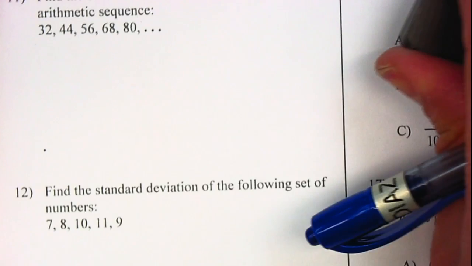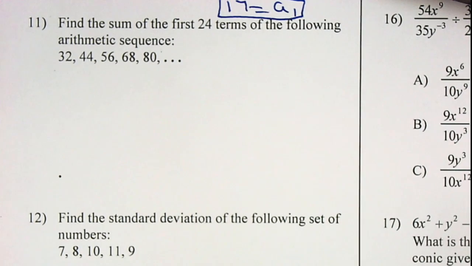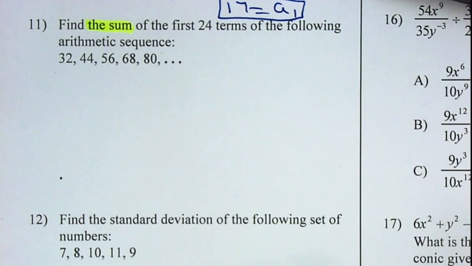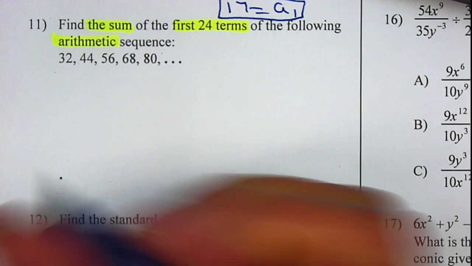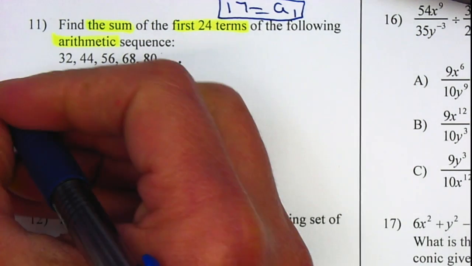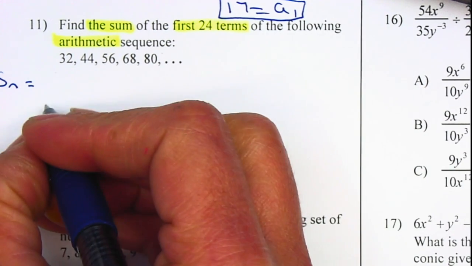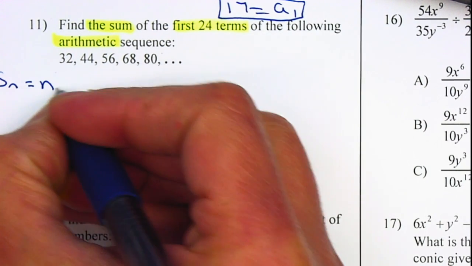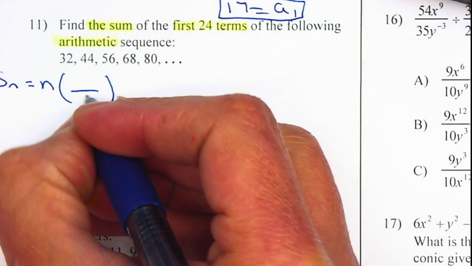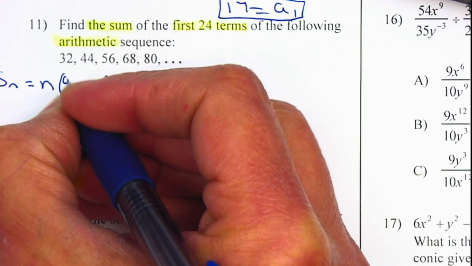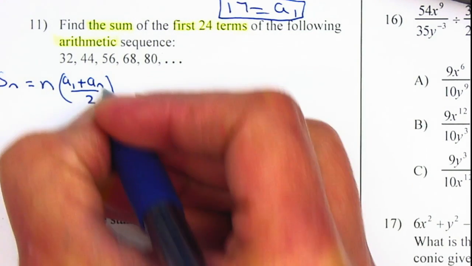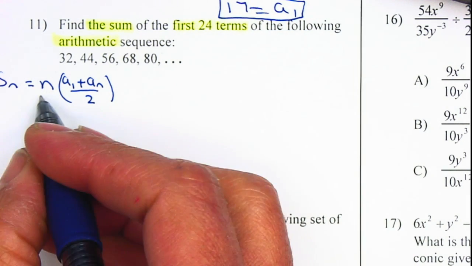Let's go into problem number 11. Find the sum. So I'm looking for the sum of the first 24 terms of an arithmetic sequence. So you need to remember your sum formula. Go ahead and write down your sum formula for the arithmetic. That'll be S sub n is equal to n divided by 2. We're going to add the first number plus the last number and divide by 2, multiplied by how many numbers we have.